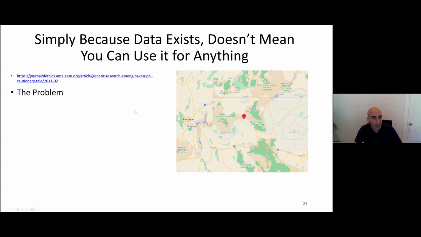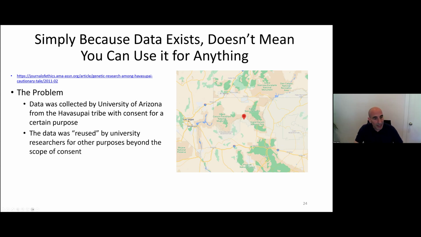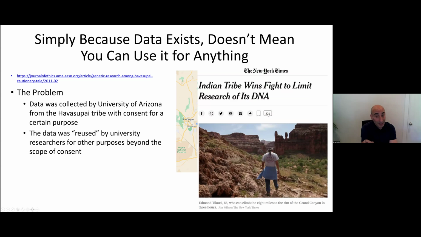About 10 years ago, there was a situation in which data was collected by the University of Arizona so that they could study metabolic disorders within individuals from this tribe. And the data ended up being reused by the university for purposes that were beyond the scope of consent. This was just because the data was on the shelf, and it even went through the institutional review board, and they were not completely aware of all the limitations. This ended up leading to a massive lawsuit, a lawsuit that the University of Arizona lost.